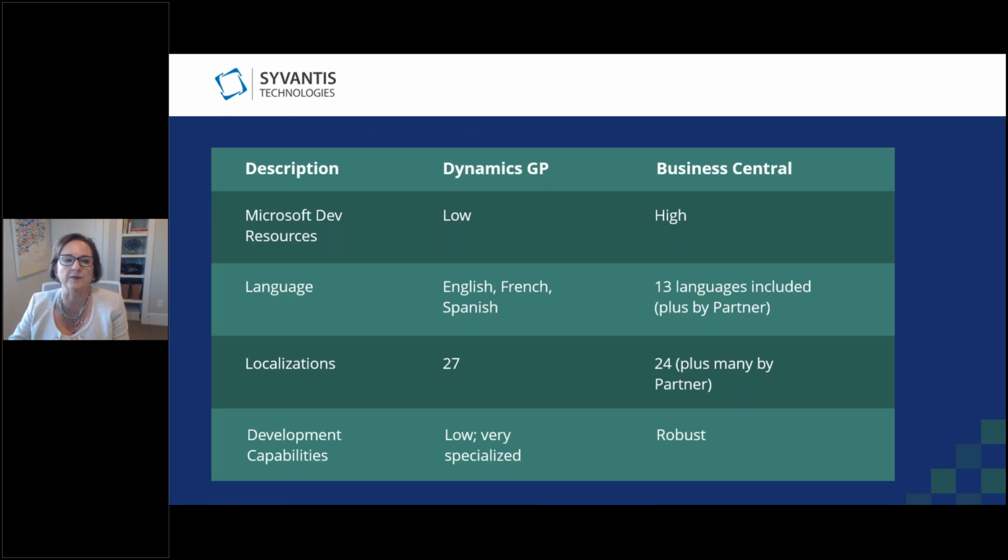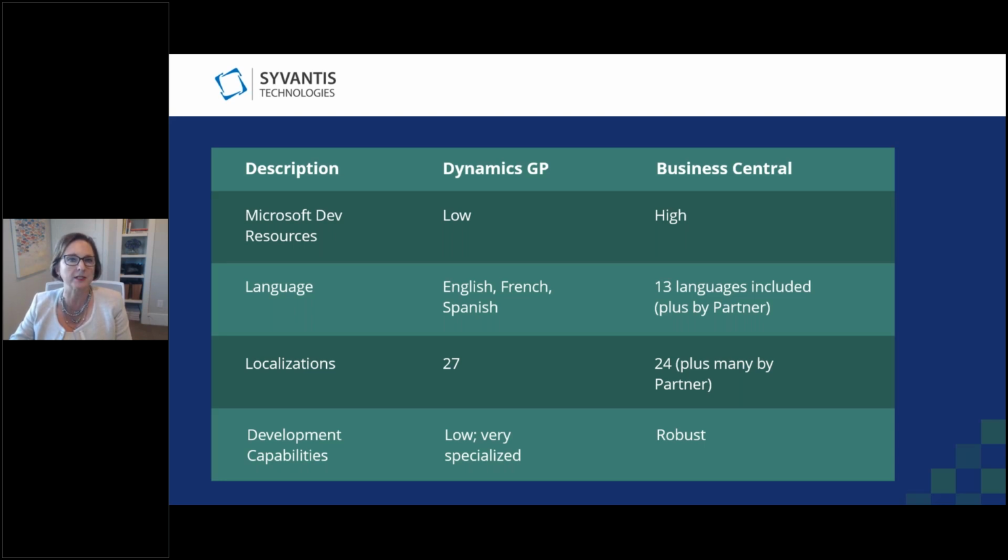Since you're watching this video, you likely already know that Business Central is Microsoft's next generation cloud application, and that Dynamics GP will eventually be a legacy Microsoft ERP solution. As such, Microsoft has redirected most of its development resources away from Dynamics GP and to Business Central. So what does this mean for you?